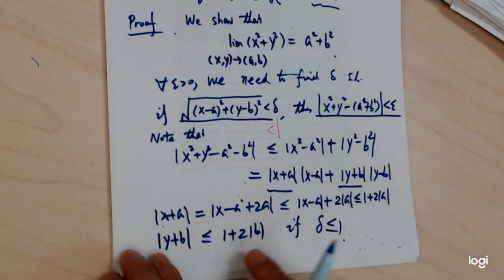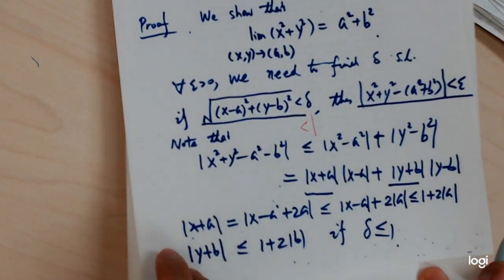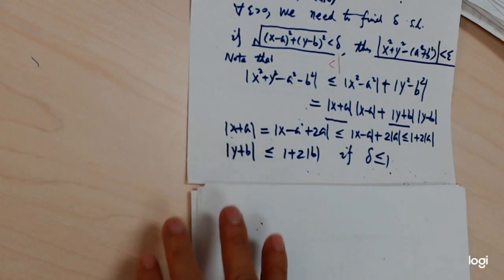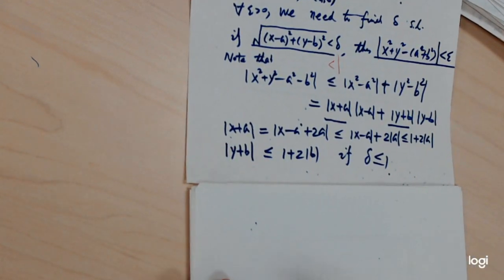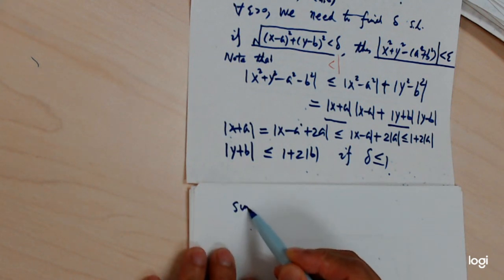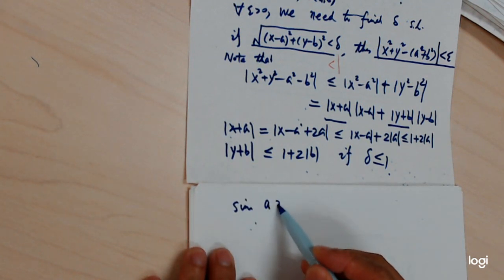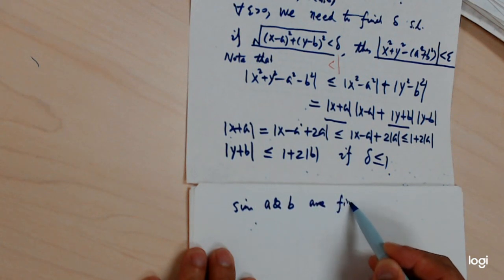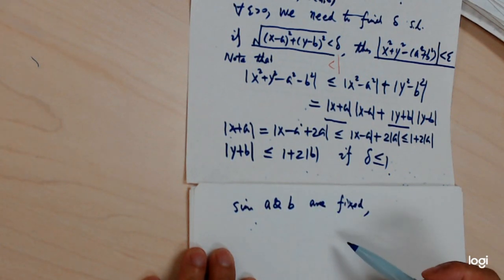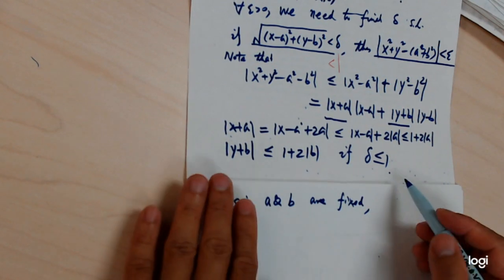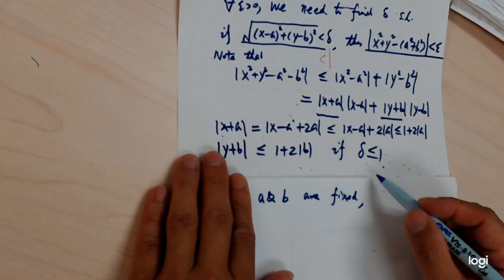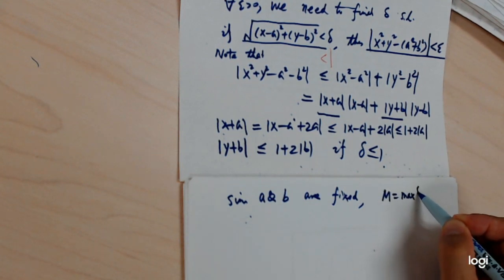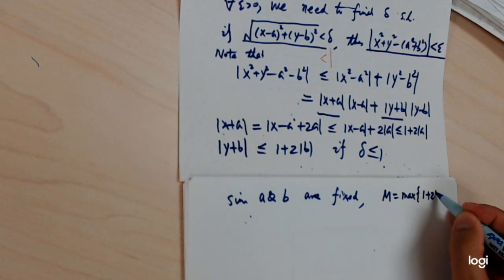Now you see this a and b are fixed numbers. Since a and b are fixed numbers, I can pick the maximum between those two. We call m the larger number between those two terms.